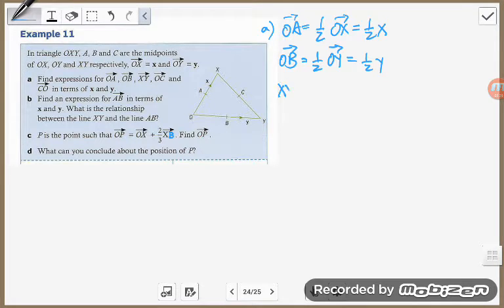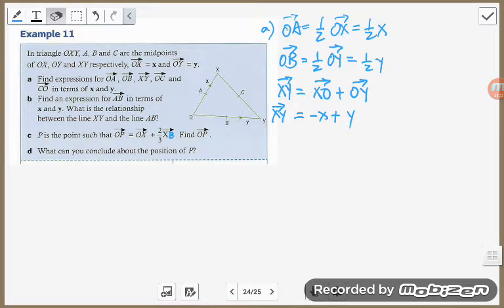Then we have vector XY. So vector XY is this one, which is the same thing as saying from X to O, and then from O to Y. So what's XO? Vector XO is the opposite direction of vector OX, so I will have negative X for that, because OX is vector X, then XO is negative X, plus OY is simply Y. So that's my vector XY.